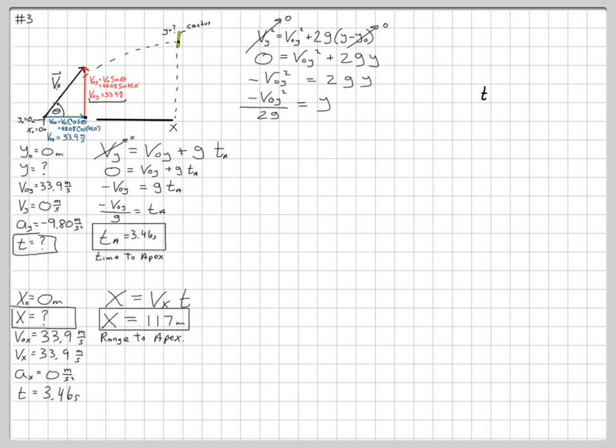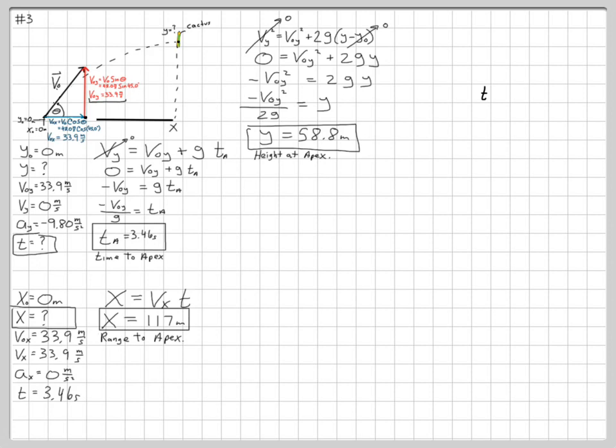Equals y. And in the end, y, if I take the 33.9 squared and then divide by 2 times negative 9.81, the negative sign here will cancel with the negative sign there. And as a result, I'll get a maximum height of about 58.8 meters. There we go. And I'll write that here as a height at apex. And then in part D, predict and calculate the ball's velocity at the apex just before striking the cactus.